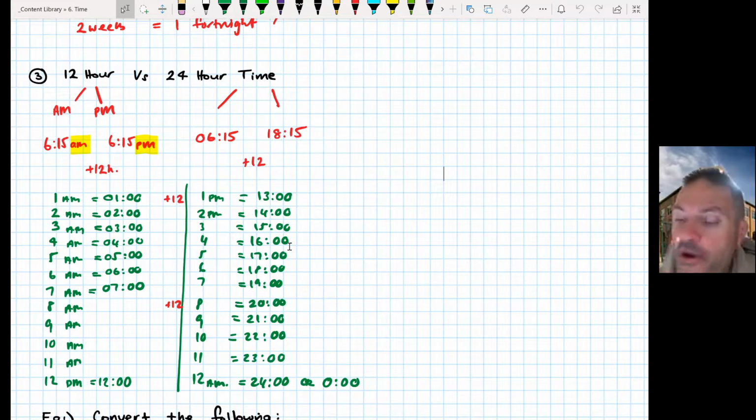And so it's very easy just to add 12 hours to go from 12-hour time to 24, or subtract the 12 to go from 24 to 12. Hopefully that makes a bit of sense. But again, these are things that you probably already know. If you don't, you just got to practice them.